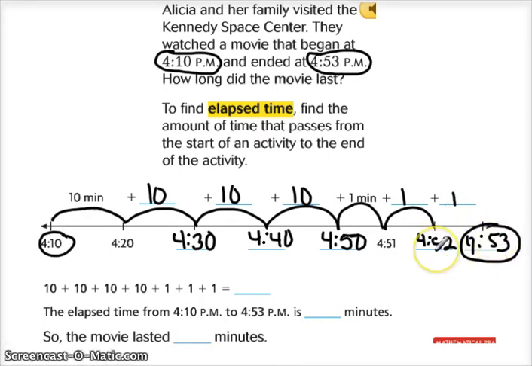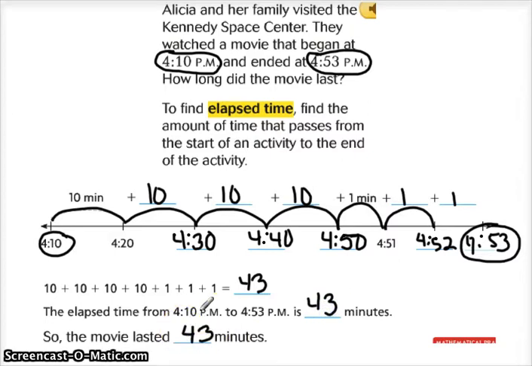So to figure out how much time has gone by, we're going to add the minutes together. 10 plus 10 plus 10 plus 10 plus 1 plus 1 plus 1. Well, we have 4 tens, so that's 40. And we have 3 ones. 40 plus 3 is 43. The elapsed time from 4:10 p.m. to 4:53 p.m. is 43 minutes. So that means the movie lasted for 43 minutes.